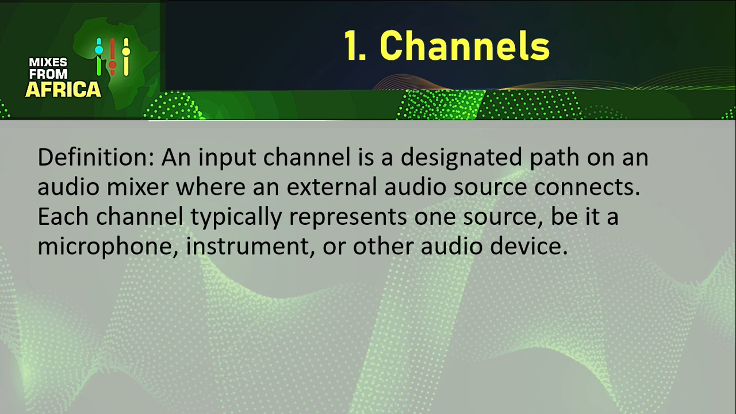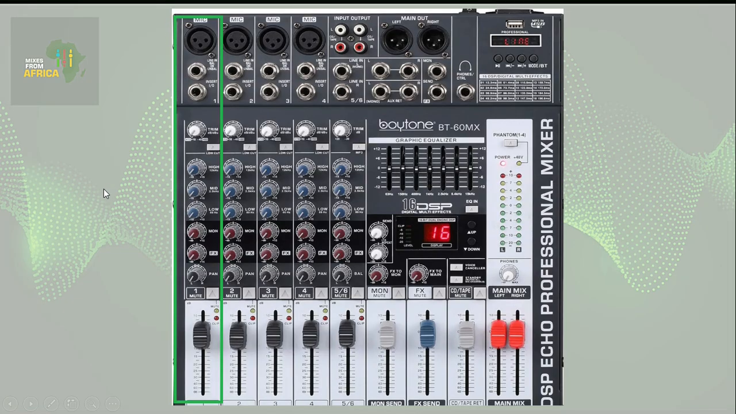A channel is a designated path on an audio mixer where an external audio source connects. Each channel typically represents one source, be it a microphone, instrument, or any other audio device. As you can see on this mixer, this green part here represents a channel. It's basically a representative of the signal. It takes in the signal and then you get to interact with the signal through this channel.